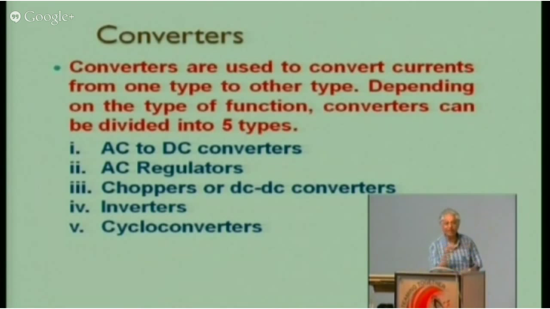If you have four quadrant operation, you will find 0 to 90, power is always positive. V is on the top, I on the right side. So V into I is positive. V positive, I positive means power is positive. Power positive means rectifier. It does not have to give anything anywhere, it only has to take power.